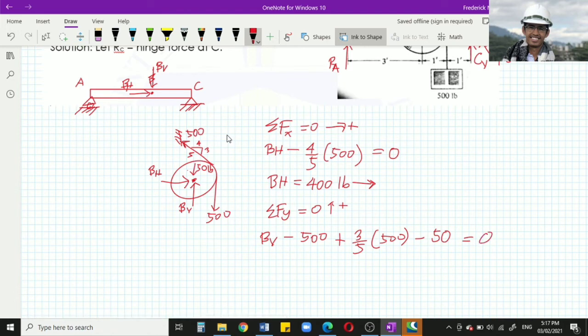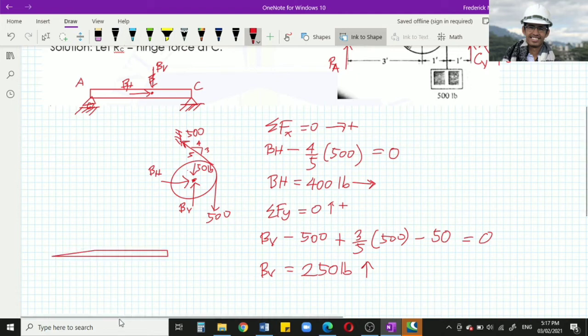So solving for BV, BV will be equal to 250 pounds. So going to upward. Okay. So nakuha na natin yung BH and yung BV natin. So balik tayo dun sa ating beam. So lakihan lang natin ng konti yung beam natin. Gandahan lang natin ng konti.